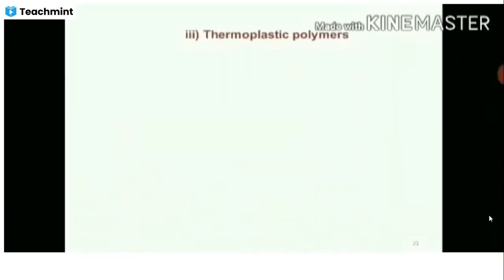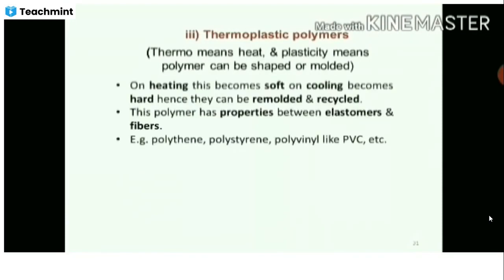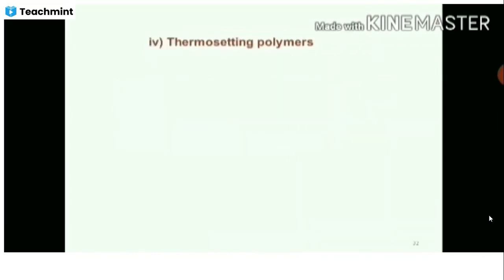Third type is thermoplastic polymers. Thermo means heat and plastic means the polymer can be shaped or molded. On heating, it becomes soft, on cooling, it becomes hard, hence they can be remolded and recycled. This polymer has properties between elastomers and fibers. Example, polyethylene, polystyrene, polyvinyl chloride, etc.